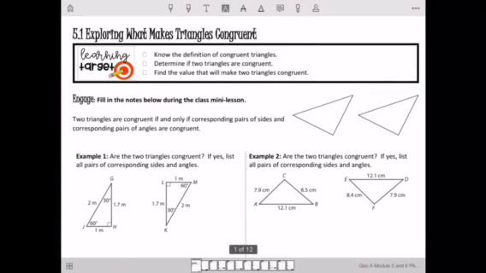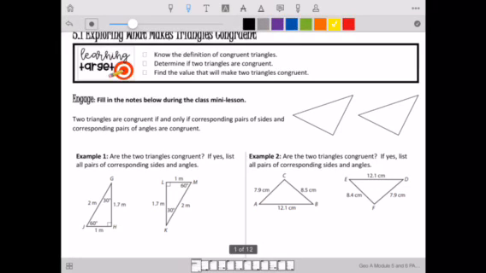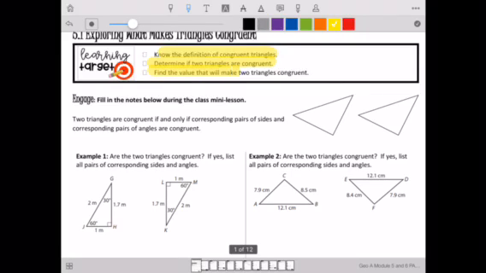Hello, this video is about section 5.1, exploring what makes triangles congruent. And we're going to discuss three things. The first, we're going to talk about what the definition of congruency is. We're going to look at two triangles and decide if they are congruent or not. And we are going to find a value that will make two triangles congruent.